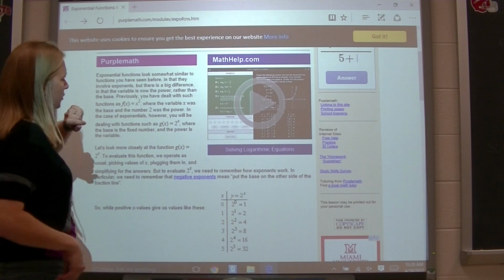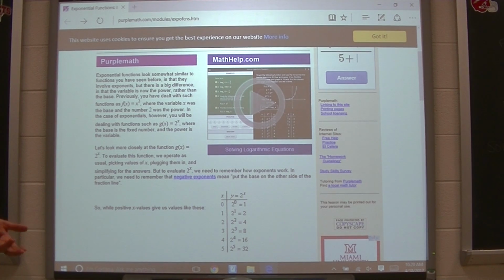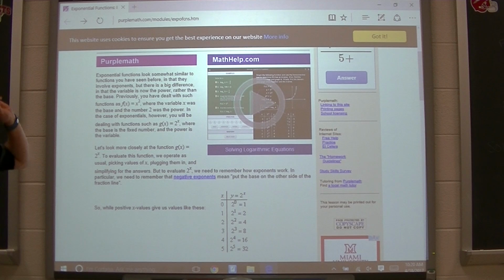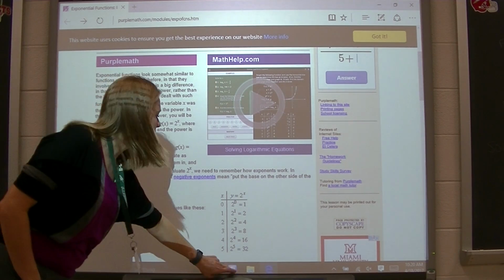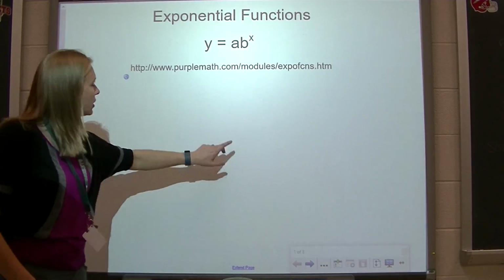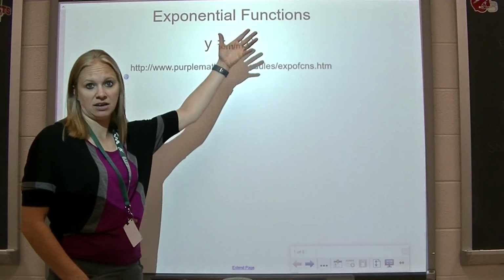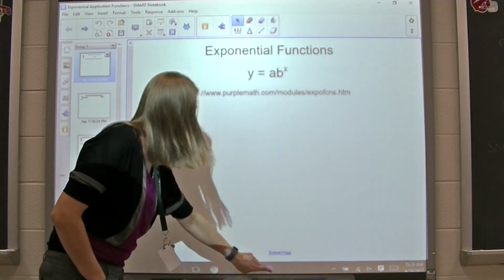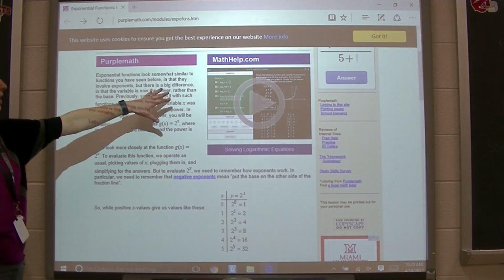It says exponential functions look somewhat similar to functions you have seen before, and that they involve exponents, but there is one really big difference in that the variable is now the power. So like that y equals a times b to the x that we have here, that x is going to remain as an x, as a variable. So it's now the power rather than the base.